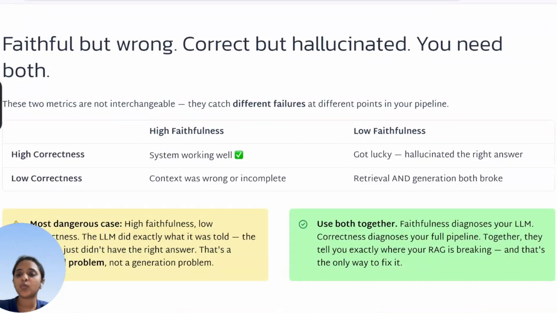If faithfulness and correctness are both low, that means the system is not great. It's broken. So it's our responsibility to validate both measures and see whether the answers the LLM is generating are adhering to the context or not. So we have to use both of them together to diagnose our LLM.